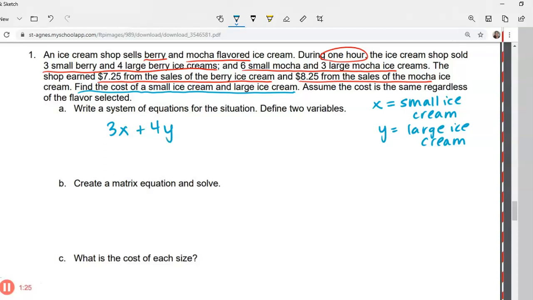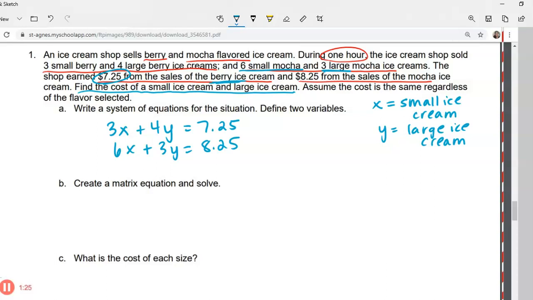Then the next thing I realized, and again that information with berry goes with this cost right there. So I'm going to set that equal to 7.25 because that was the amount from the berry ice cream that I sold. The next one is going to be, I had 6 small, so 6X. And then I had 3 large mochas, 3Y, and I made $8.25. So there's my system right there, and I'm trying to figure out the price of a small and a large.